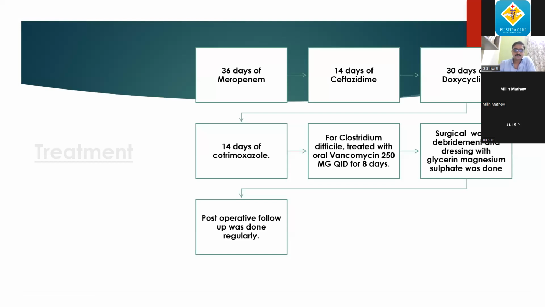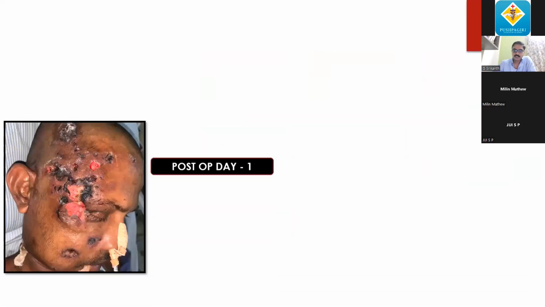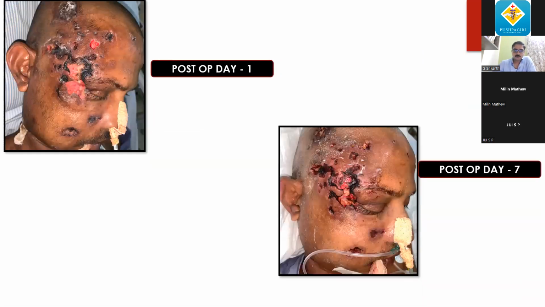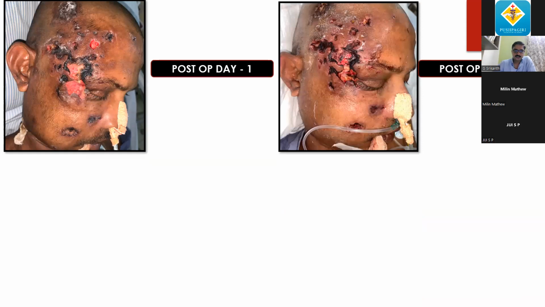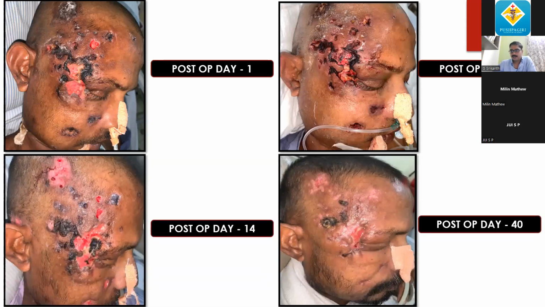Now you see in this, we treated with 36 days of meropenem and cephalosporin for 14 days, and various antibiotic therapies were done along with wound debridement of the necrotic tissues. See, this was on post-op day 1 after the second OT, then day 14, and after 40 days he is on regular follow-up now and out of the hospital. The whole area is healing. Some amount of granulation tissue is still happening with scarring, but systemically he has improved.